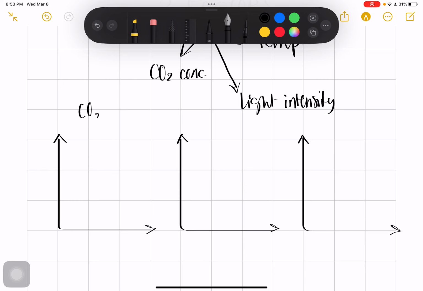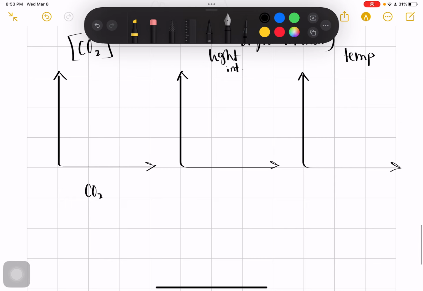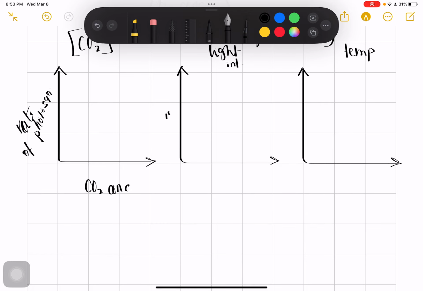So over here, we're going to have CO2 concentration. These brackets mean concentration. You're going to have light intensity. Over here, we're going to have temperature. Here, we're going to have rate of photosynthesis. You guys know that means photosynthesis, right? If not, this is the rate of photosynthesis. And this is the same Y for all of them. And over here, we're just changing it to light intensity and temperature.